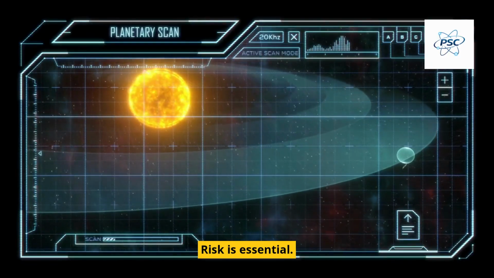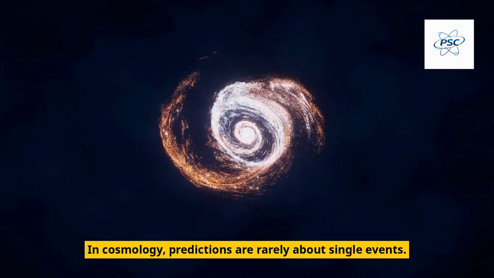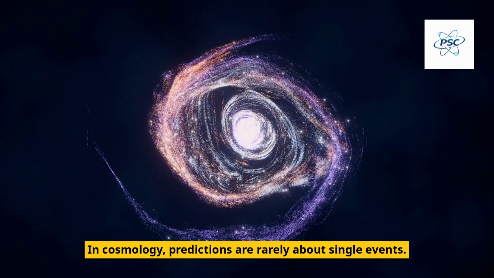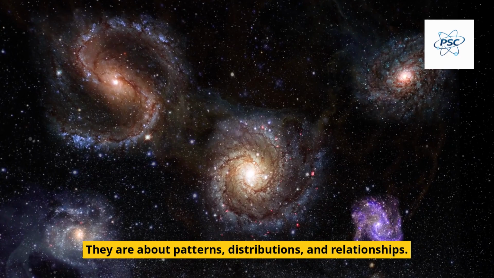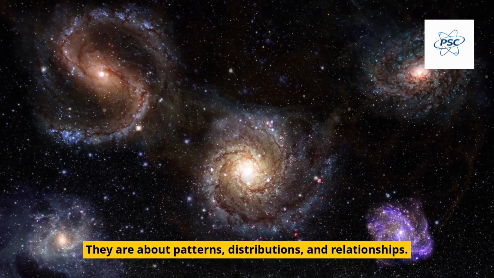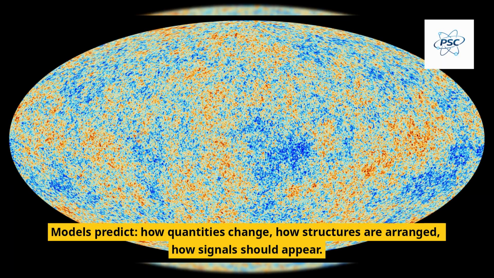Risk is essential. In cosmology, predictions are rarely about single events. They are about patterns, distributions, and relationships. Models predict how quantities change, how structures are arranged, how signals should appear.